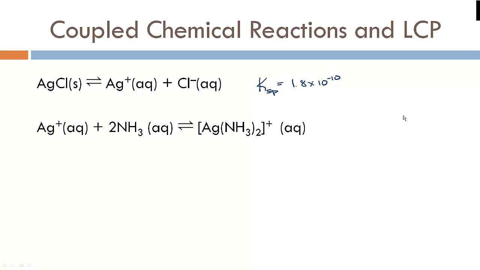If you take silver ions and chloride ions and put them together in solution at any appreciable concentration, they precipitate out. That is, the equilibrium shifts to the left to form the silver chloride precipitate.